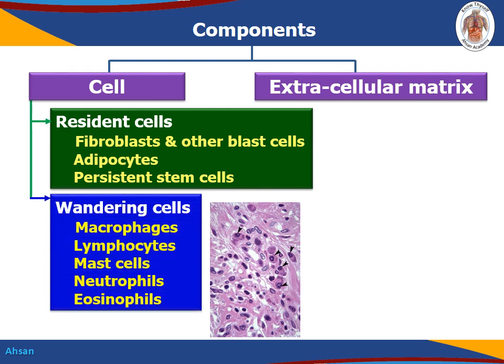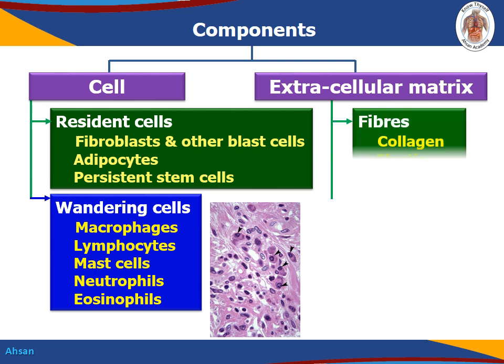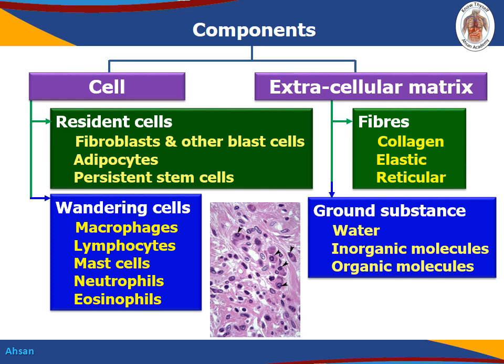Wandering cells are developed in some other area and circulate through the blood, finally settling down in the connective tissue to perform their function. These are actually visitors of that area but remain in that area and perform the function. Extracellular matrix comprises fibers. Three types of fibers are available: collagen, elastic, and reticular fibers, and these fibers are in the ground substance. This ground substance comprises water, inorganic molecules, and organic molecules, dissolved or suspended.